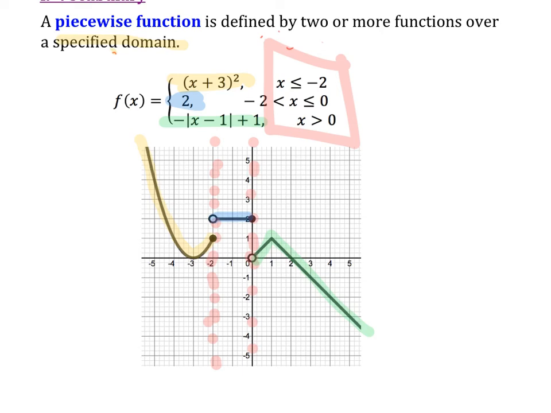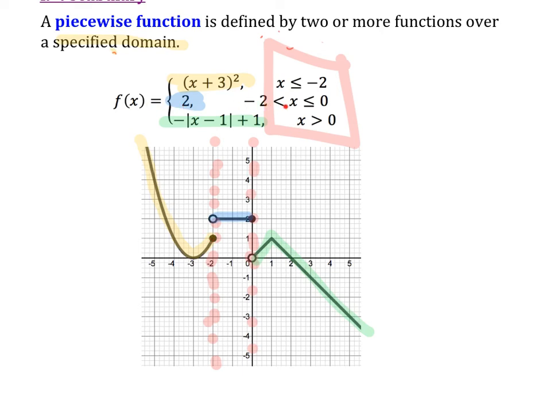Now, another piece you might notice is sometimes when these lines intersect our boundary or our domain restriction, sometimes there's an empty circle or a hollow circle. Sometimes it's a filled-in dot. Well, the way we determine whether it's hollow or filled in is whether or not the symbol has an underline. So my first function is for when x is less than or equal to -2. So this first function will be defined all the way up to and including the x value of -2 here.